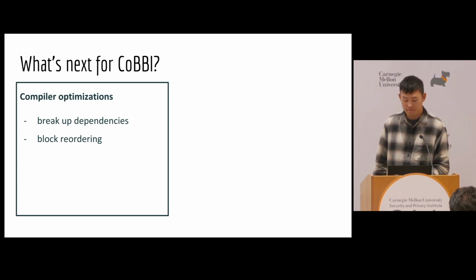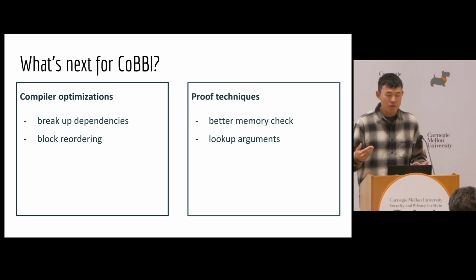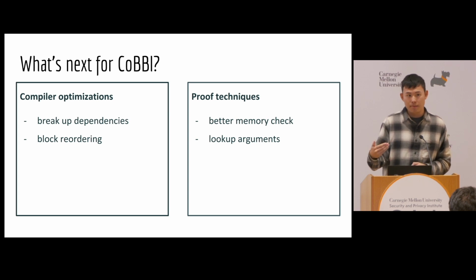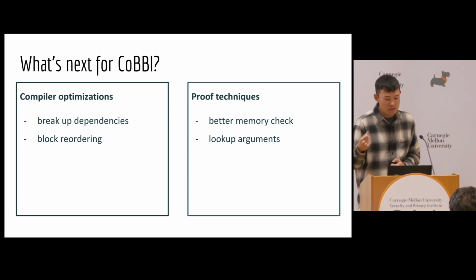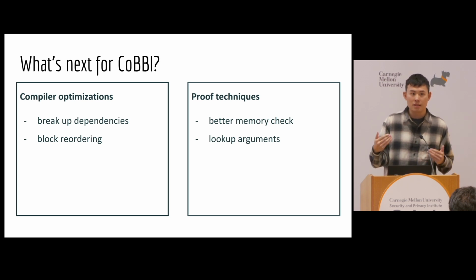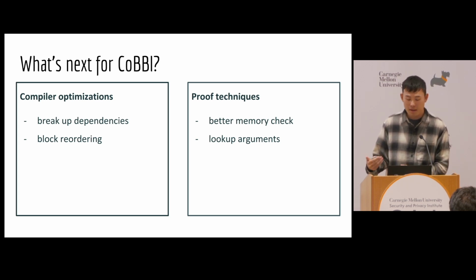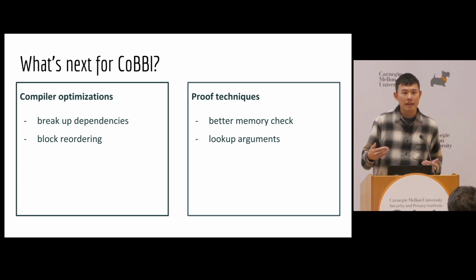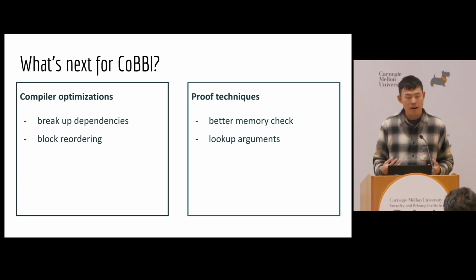So if we also allow the compiler to reorder things around, we believe that can make CoBBI even more effective. And the second thing is on proof technique, where almost every modern CPU emulator has adopted a powerful technique called lookup arguments, which enables it to efficiently check CPU instructions that are otherwise unfriendly to constraint representation. We believe these optimizations can also be applied in CoBBI, but how exactly do they fit into our execution model?